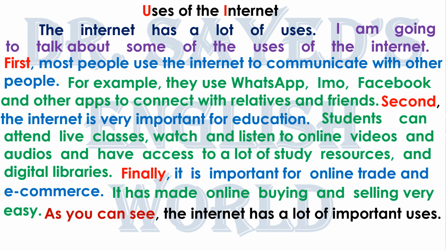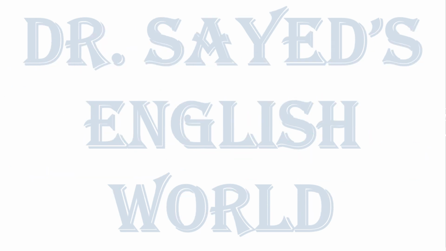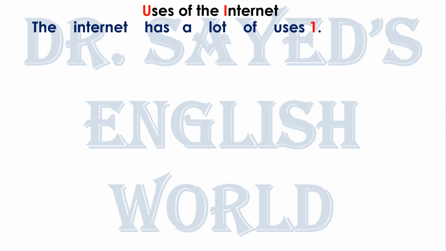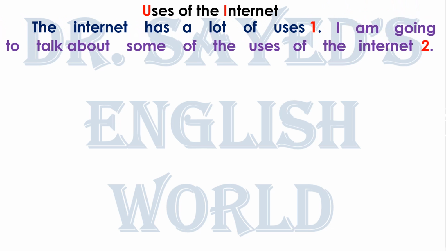Let's have a look at it in detail to see the number of sentences. Okay, let's just have a look at our paragraph in detail, sentence by sentence, to count the sentences. This is sentence number 1, the topic sentence, and it was followed by a lead-in. So part 1 consists of 2 sentences.